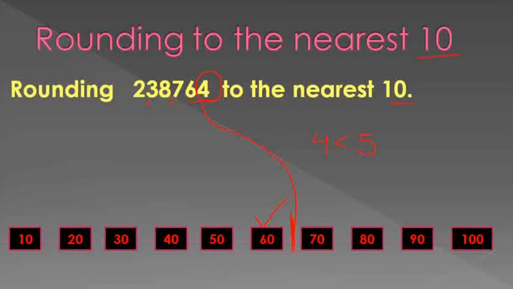So when you convert this 64 to 60, the number will become 238,760. Only change in the last two digits. Is that clear?